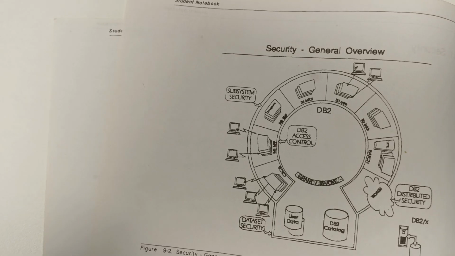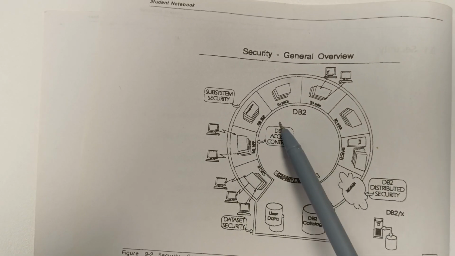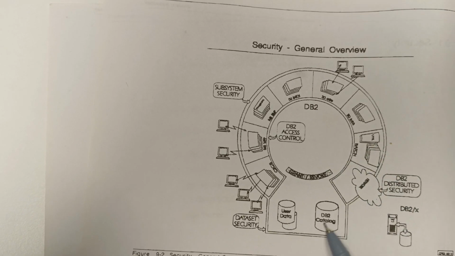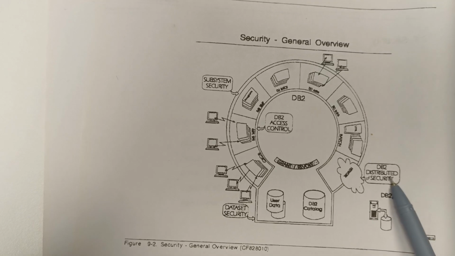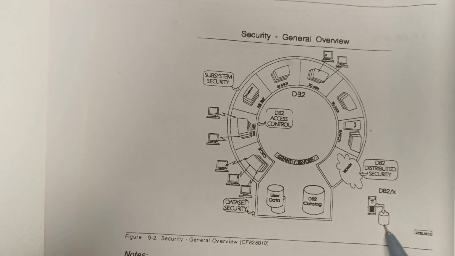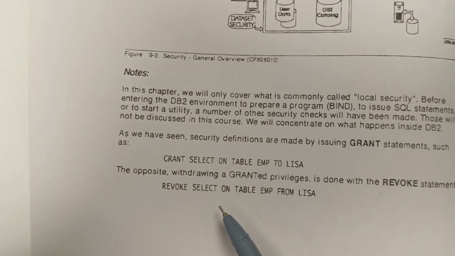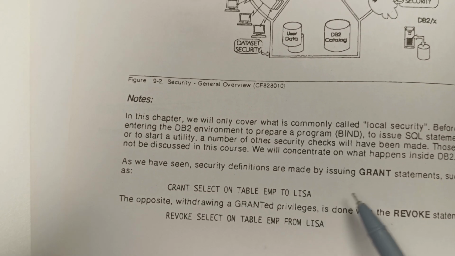And this is the basic structure of security in general. You can see DB2 has different types of layers here: the user data, the DB2 catalog, and how DB2 distributed security reaches the DB2 server. And these are the commands we need to run to grant privileges to any user.